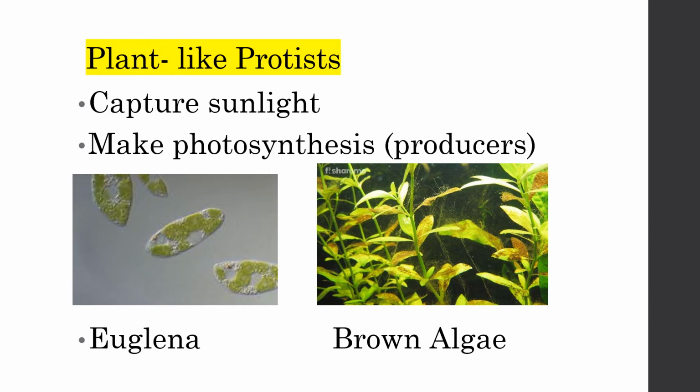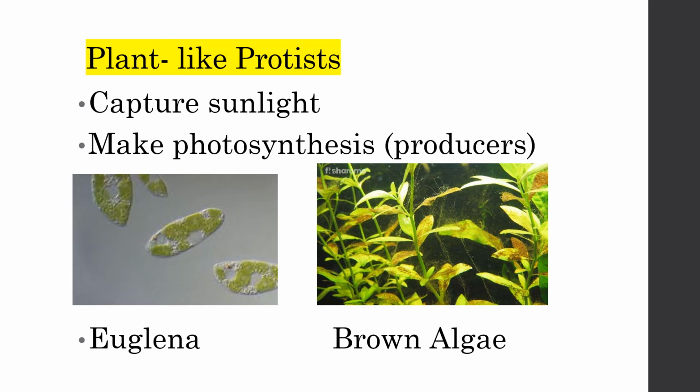Okay, here are examples of the plant-like protists. Plant-like protist means they behave like plants. So now we know that plants aren't the only thing on Earth that do photosynthesis. We also have these microscopic protists. They also do photosynthesis. So that's new because we always thought that only plants do photosynthesis. But now we know that we also have these organisms that can do photosynthesis.